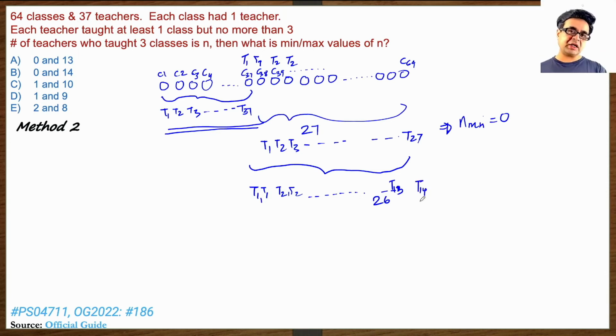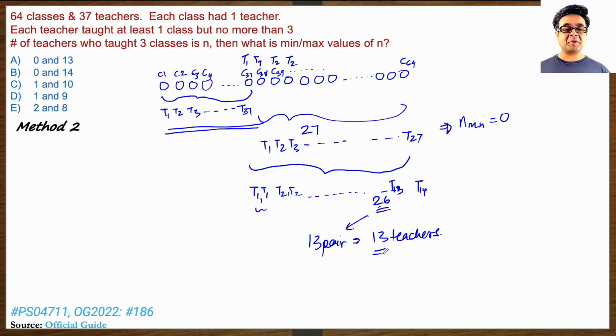Right? So T14, the teacher 14, would only get 2 classes. Since I have assigned 26 classes and I was assigning 2 classes per teacher, the number of teachers that got assigned these classes would be 13 pairs, right? So this means 13 teachers.